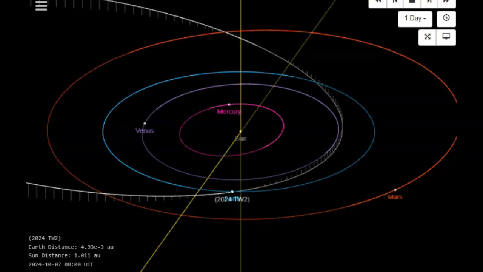This is 2024 TW2. Now, JPL and NASA are hardly ever 100% correct, but let's say that I hope that this rock's far away from Earth, that it doesn't enter our atmosphere.